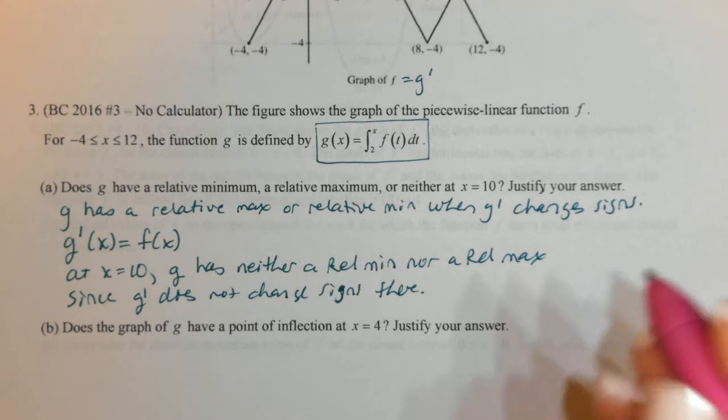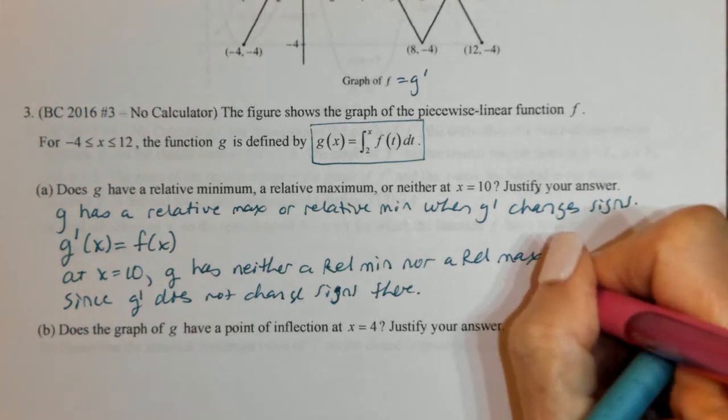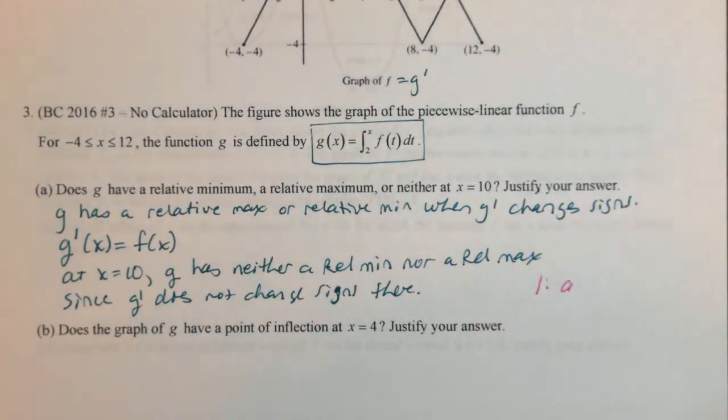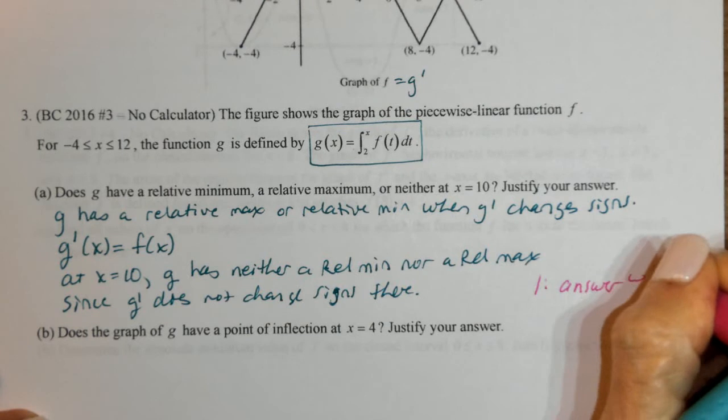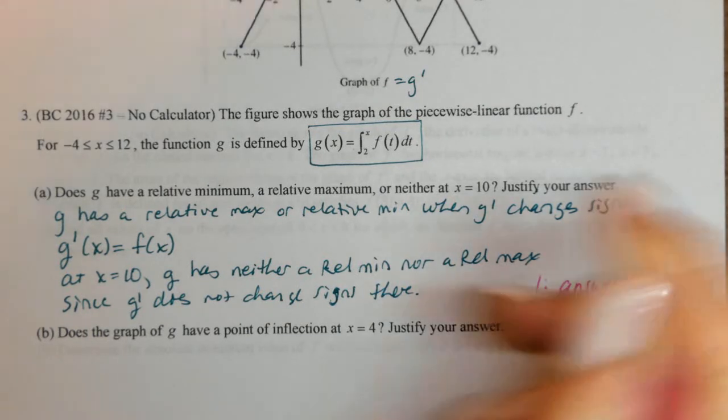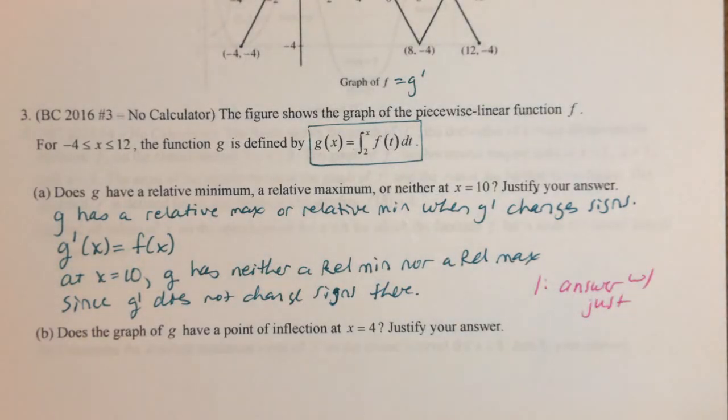This was worth just 1 point for the, oh, I'm sorry, I'm on the wrong problem here. Hang on, let me see. Okay, it was worth 1 point for the answer with the justification. That's on our next problem over here.